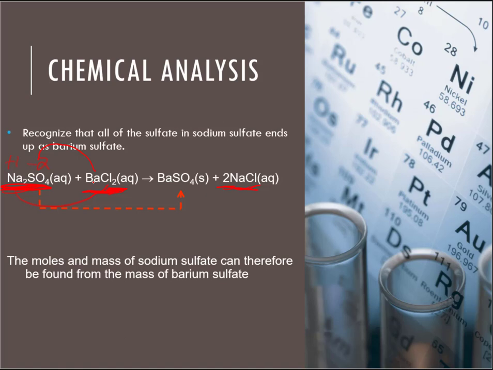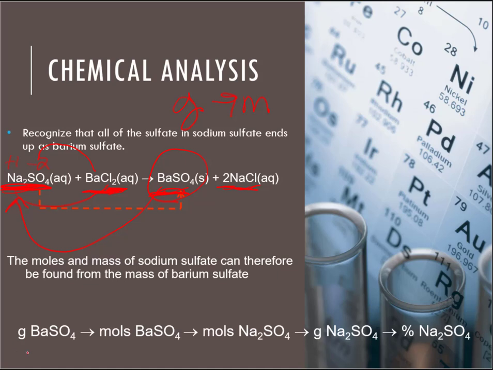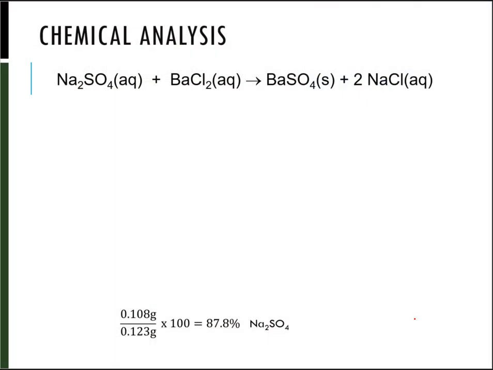Okay, so now we can find moles and mass of sodium sulfate, because if we know the mass of barium sulfate, if we know grams, we can get to moles. And if we know moles of barium sulfate, we can convert moles to moles by looking at our mole ratio. So here's our pathway. Grams of barium sulfate to moles of barium sulfate. Moles of barium sulfate to moles of sodium sulfate. Moles to grams, and then we can find the percentage of Na2SO4. Let's do it.